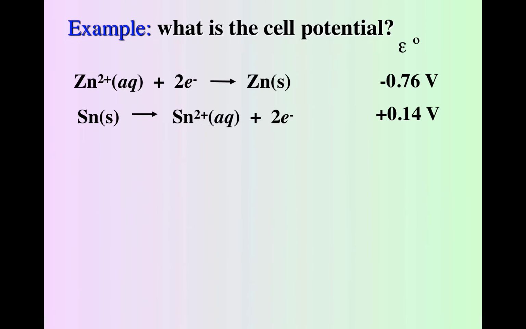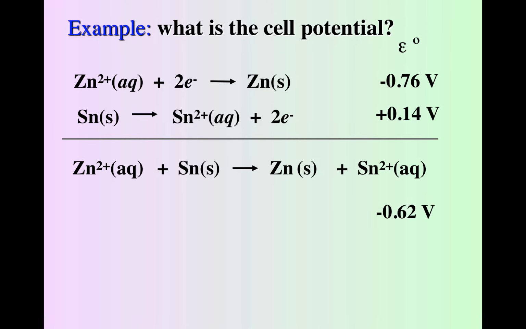So what's the voltage for the cell? Like I said, turn the reduction potential for tin around, make it an oxidation potential, add it to the reduction potential for zinc 2 plus, and we get the voltage for the cell. So we get a negative voltage. A negative voltage for the cell implies a non-spontaneous reaction. So at standard conditions, when you have a negative voltage for the cell, this implies a small K value.